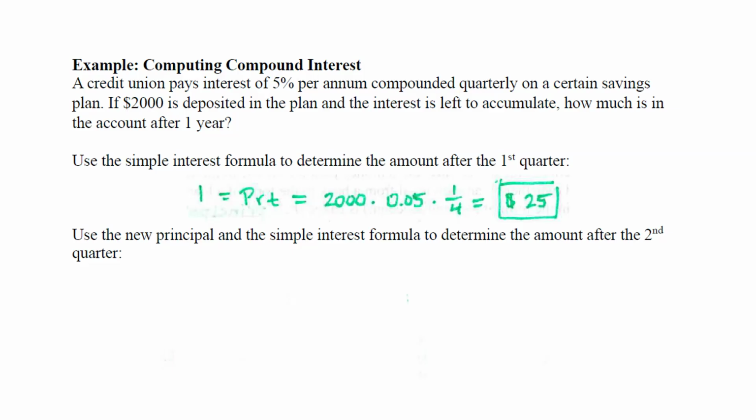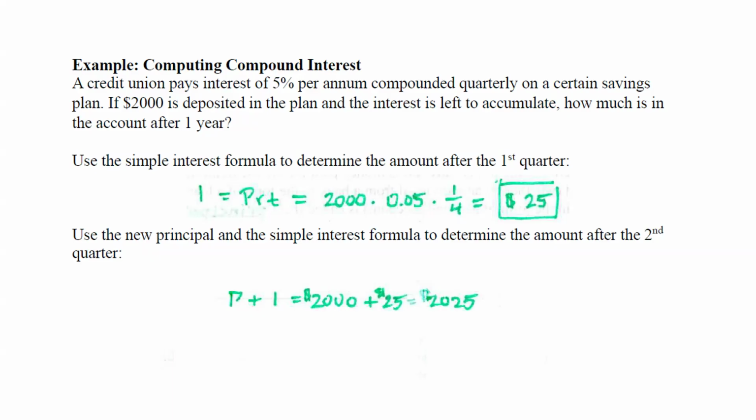So what has happened here in our first quarter? Well, we calculated the interest for the first 3 months, which is 1/4 of a year, and the interest earned is $25. Now we're going to use the new principal and the simple interest formula to determine the amount after the second quarter. Well, we're going to take the principal and add it to the interest that was earned. Our principal was $2,000. That's what we entered in at the beginning. And we earned $25 in the first quarter. So after the first quarter, we now have a total of $2,025.